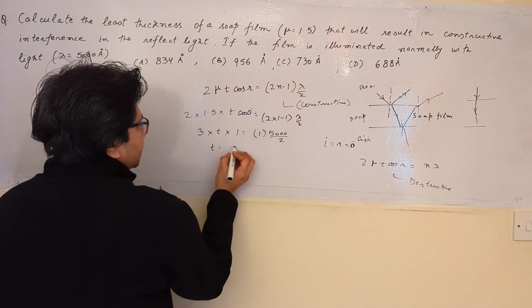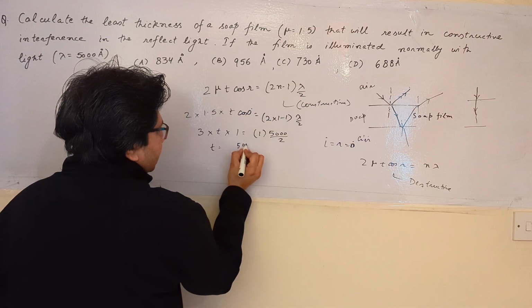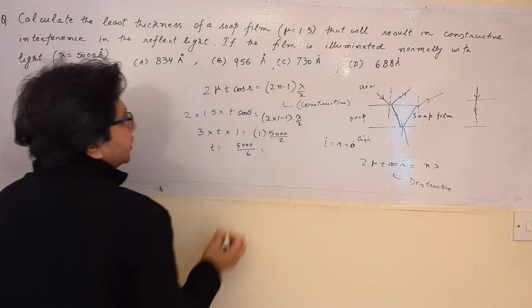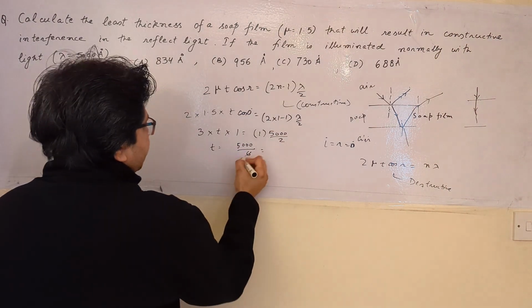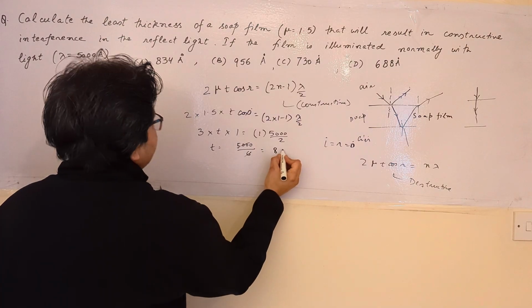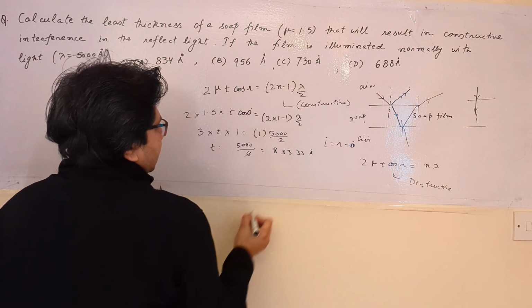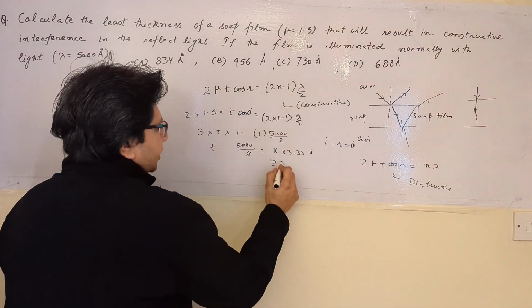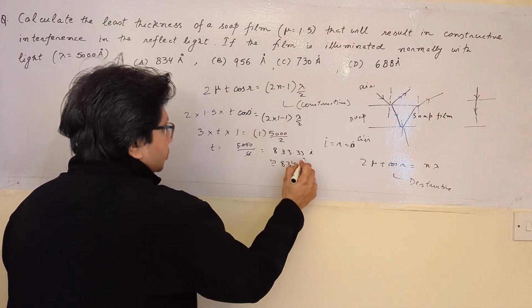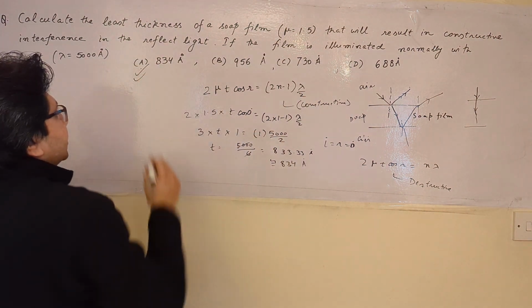So from here we get t equals 5000 divided by 6. This value comes out to be 833.33 angstrom, and this is nearly equal to 834 angstrom. So we can say that option A is correct here.